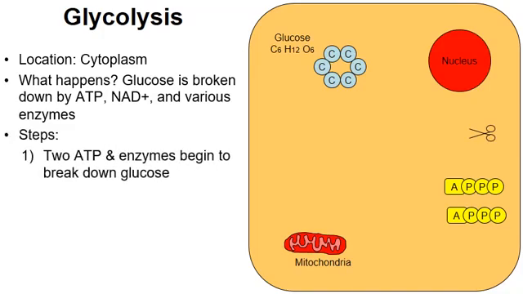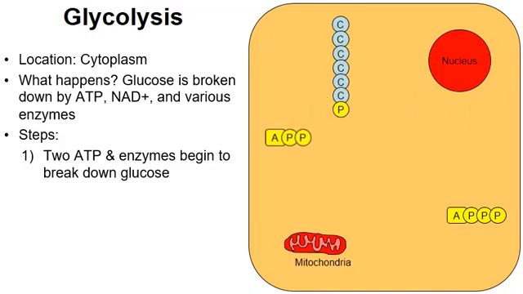So what happens is 2 molecules of ATP plus enzymes are going to begin to break down glucose. Now this might seem a little counterproductive, using ATP to make ATP, but keep in mind the goal is to make a lot of ATP. So if you have to spend a little bit of ATP to make a lot of ATP, it's worth it. So a molecule of ATP plus the scissors representing an enzyme will begin to break down glucose into this intermediate molecule here.